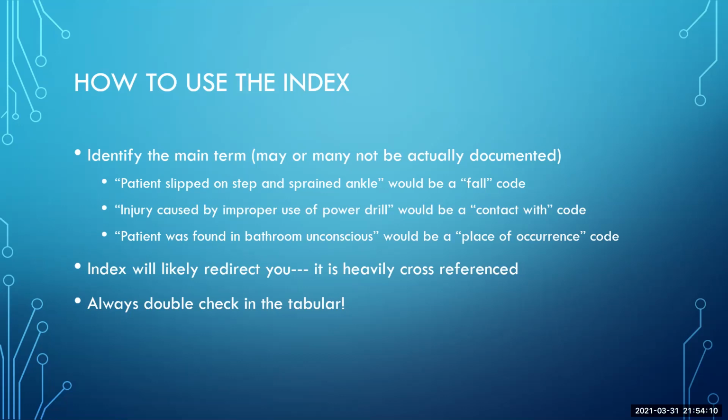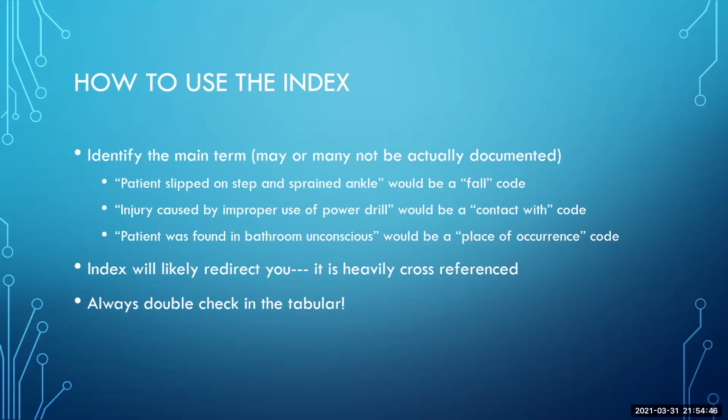what makes it a little bit trickier is often the main term is not going to be documented, and you have to kind of extrapolate or interpret the documentation to figure out which main term applies. So here are some examples. Patient slipped on step and sprained her ankle. That's going to be in the fall category. So she fell off the step, but it says slipped. So that might confuse you at first, but that is going to be in the fall category.